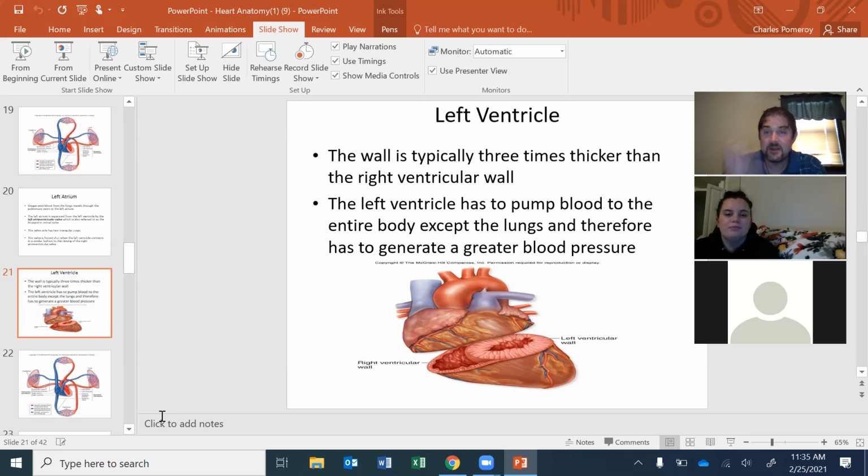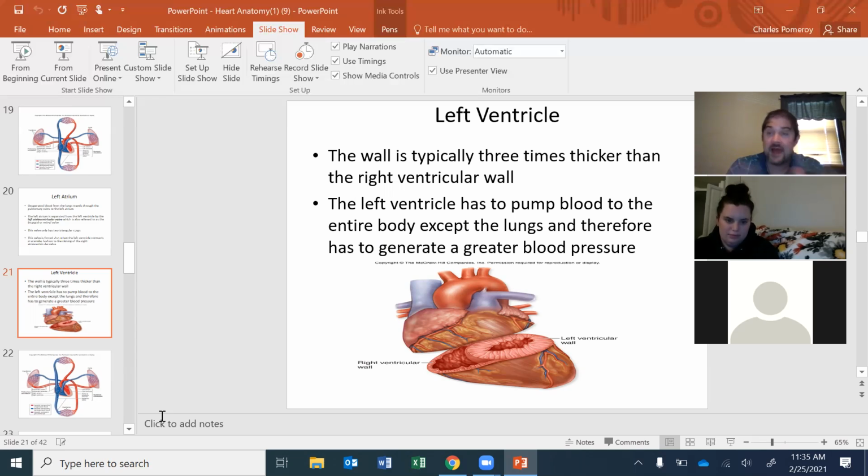So it's going to be tough. I mean, your hands might start hurting from using these little scissors to cut this square into that particular chamber. The right ventricle is not as hard to cut into because the left ventricle is about 3 times thicker.